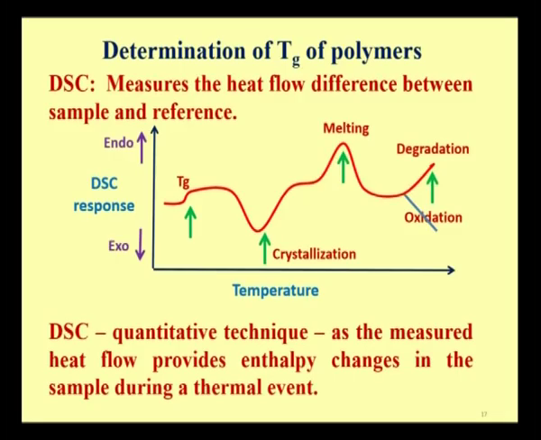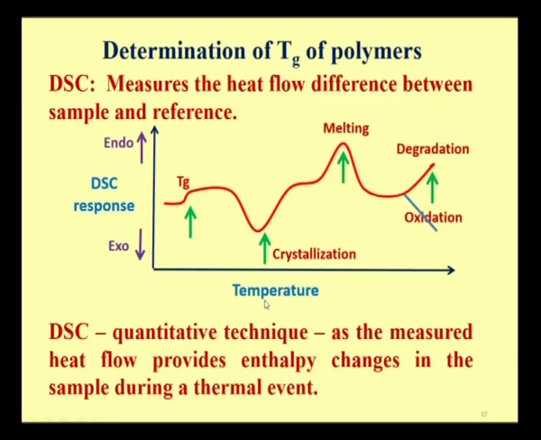Hence, DSC is not only useful to determine the glass transition temperature and other thermal events that are possible in a polymer, the general thermal behavior of the polymer could be analyzed, and also the enthalpy changes can be measured, which makes the tool a quantitative tool in addition to a qualitative tool when a particular thermal event is happening in the polymer.